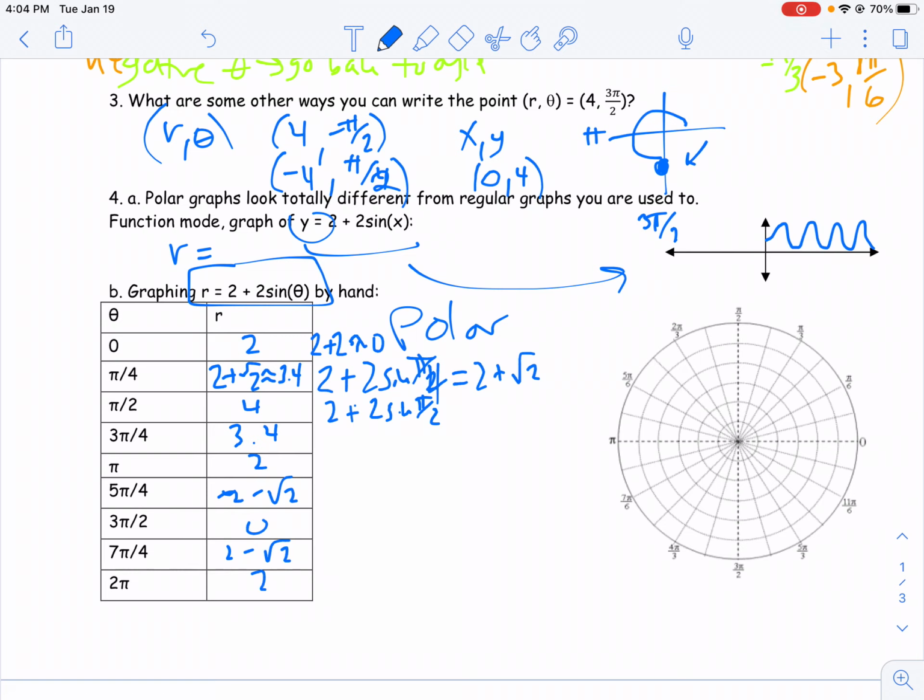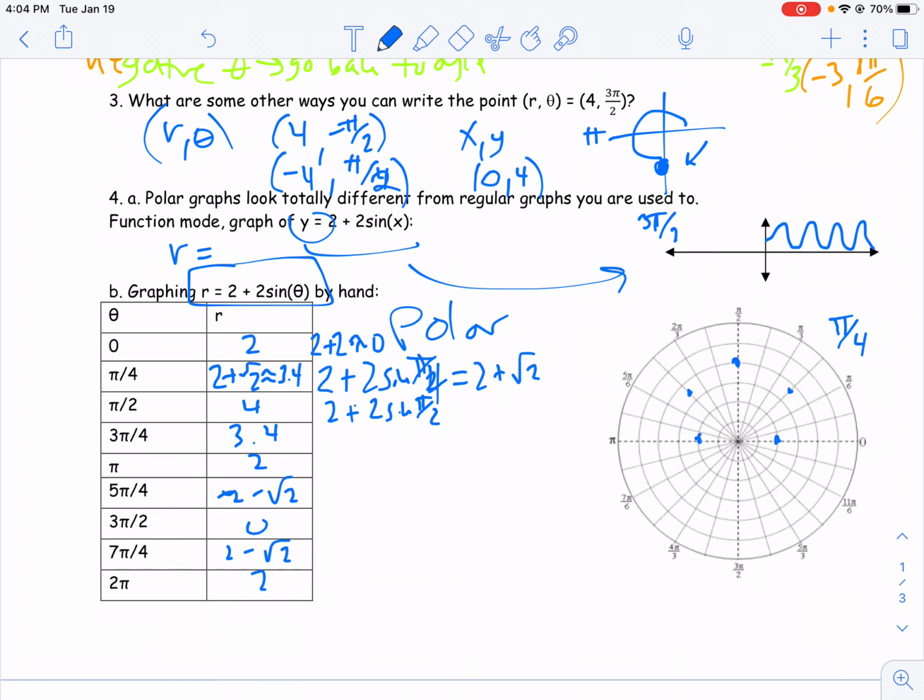Anyway, so let's go ahead and plot these points. When you start at the point 0, 2, you go to 0 and then go out to 2. And then here's pi over 4, of course, halfway between pi over 6 and pi over 3. So we go out about 3.4, so 1, 2, 3, and change, somewhere around there. And then you go up to 4 here. And then you have roughly 3.4 in there. And then you go back to 2.